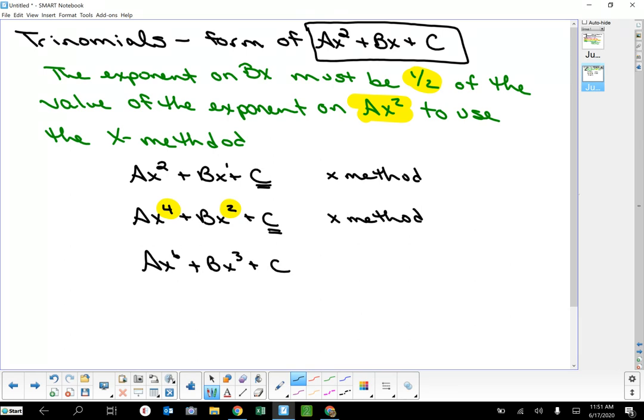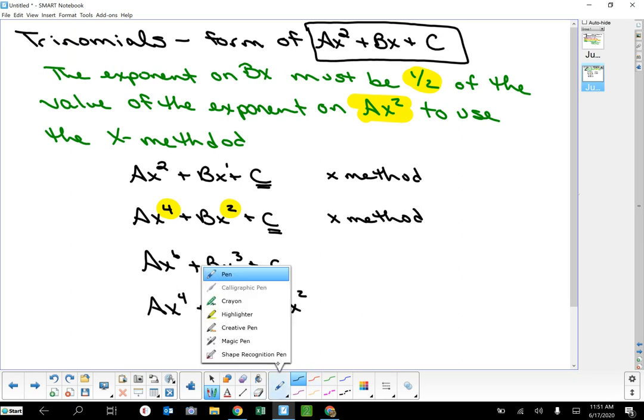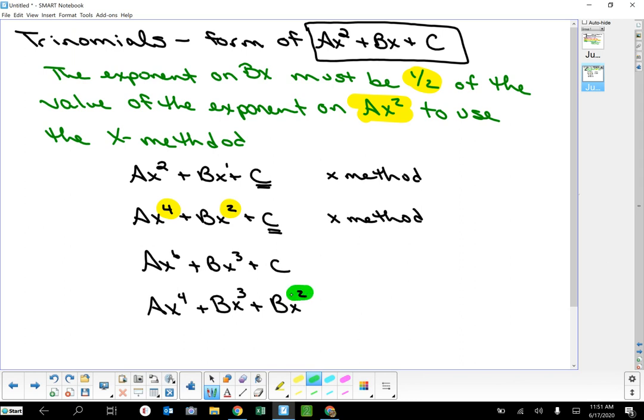Here's where you couldn't use X method. ax to the 4th plus bx cubed plus cx squared. First of all, notice that there is a variable on that c term. Oh, that should be a c. My bad. Sorry about that. On that c term, and that can't happen. That's c, so no variable here unless it's a GCF, right? You could factor it out, but they need to be in this format to have this happen. So look very carefully and evaluate before you go any further.